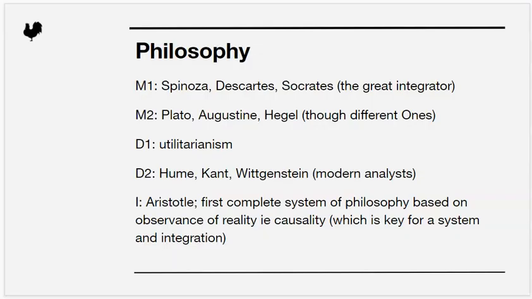So let's look at dim in philosophy. M1 would be Spinoza, Descartes, and Socrates, who I would consider the great integrator. I think Jung is the Socrates of psychology, which may give some view on where I categorize Jung here, at least in part.